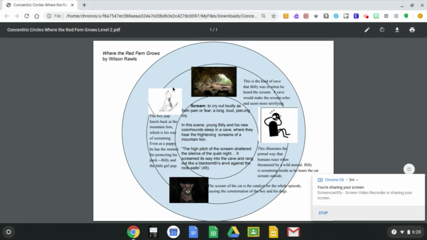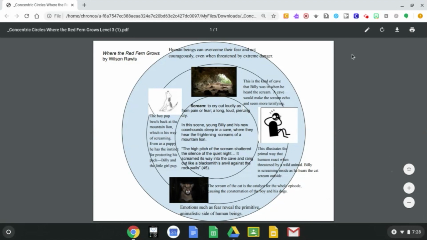So this would be level 2. Just refreshing our memory of level 2, it's reading between the lines. You're using what you know plus what the author has told you to come up with your explanation of the images that you've chosen. They can literally choose any image, as long as their explanation makes a connection between the image and the word from level 1. So that is the explanation for level 2.